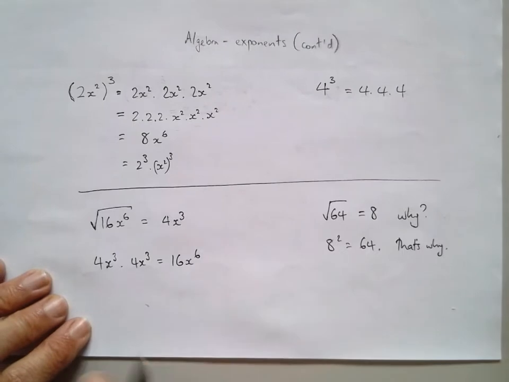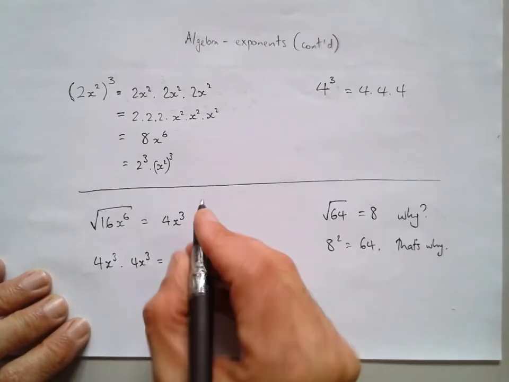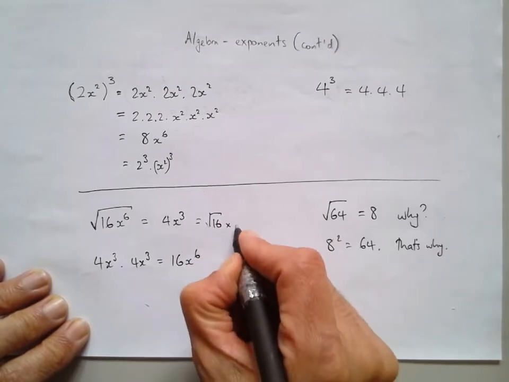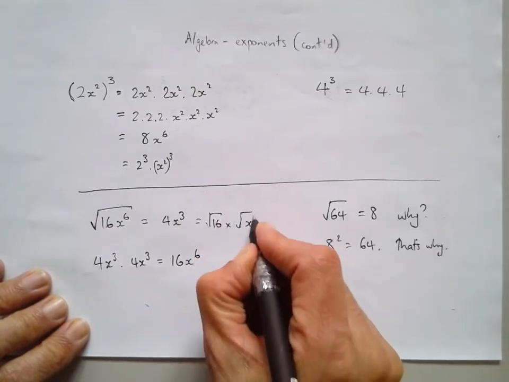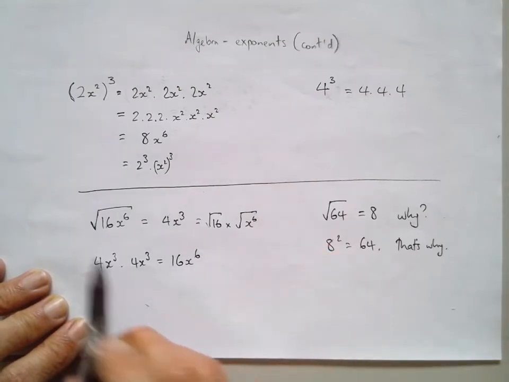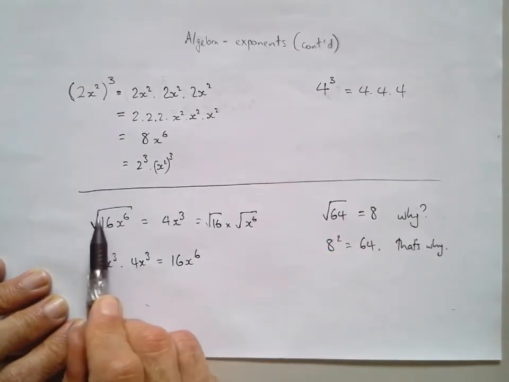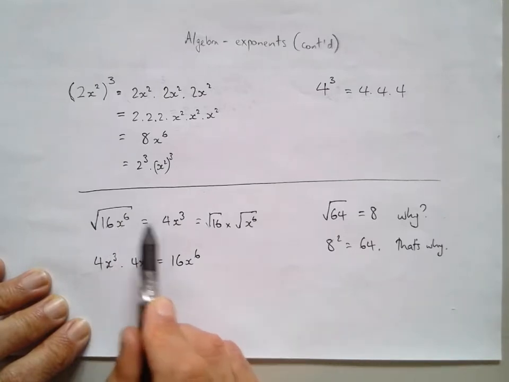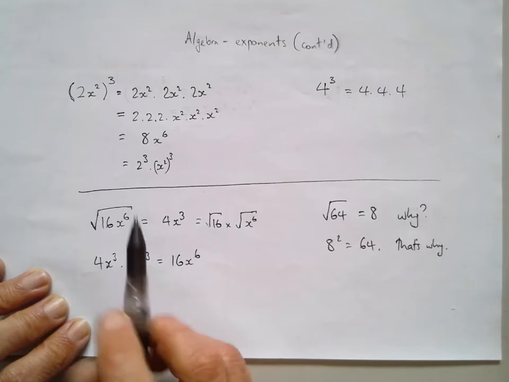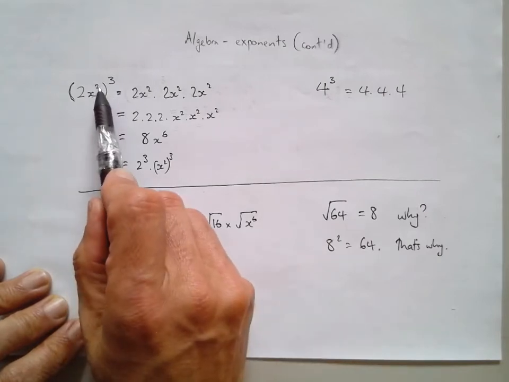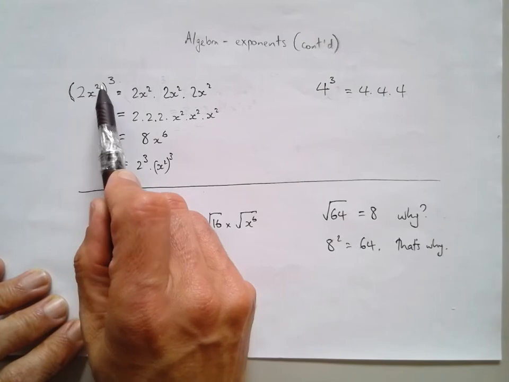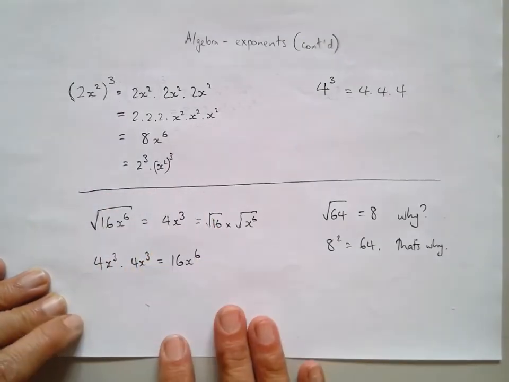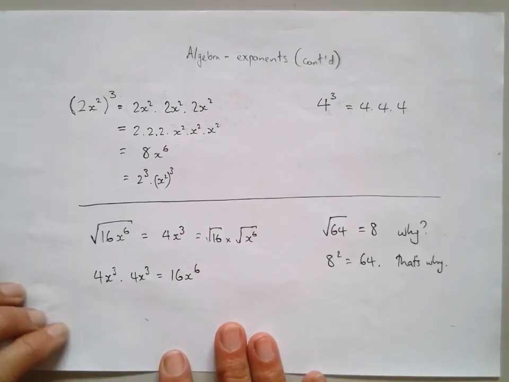What you'll notice is that 4x cubed is the square root of 16 multiplied by the square root of x to the 6. So you can just square root this number here and then square root this. And remember, when we're square rooting something to a power, we're effectively halving that power. Same as when we're taking x squared to the power 3, it becomes x to the power of 2 times 3, x to the 6. So there are two special cases with algebra exponents that we need to be able to work with.